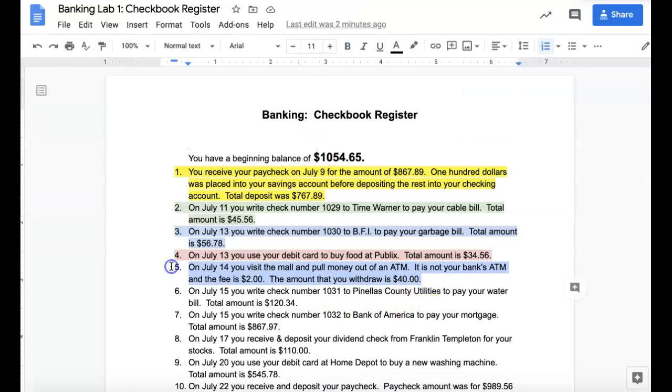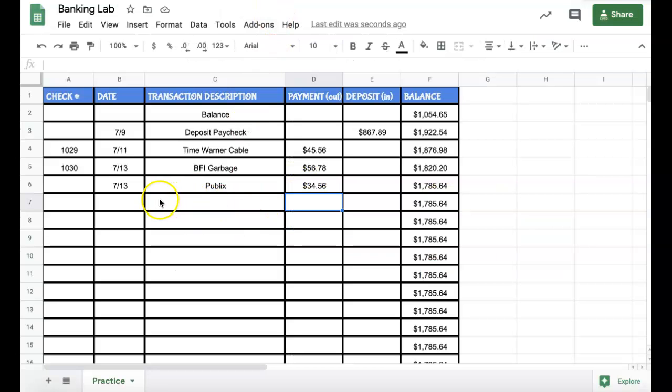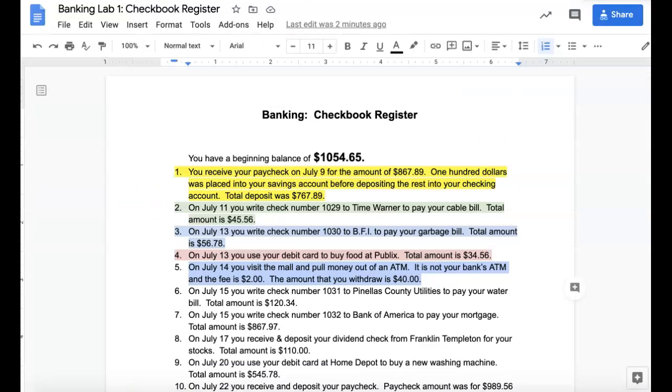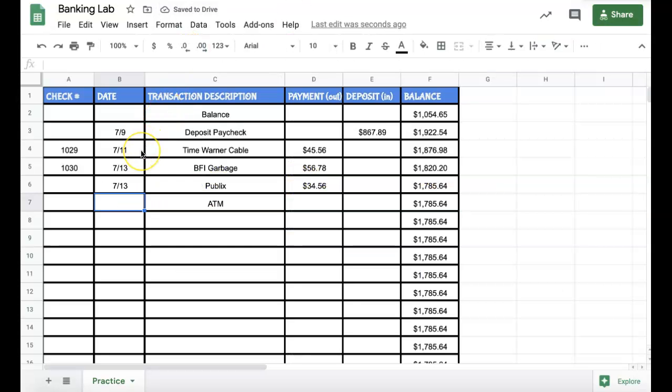Then on the 14th, I go to the mall and take money out of the ATM machine. You know how some ATM machines charge you a fee? So not only did I take out $40, but I took out $2 more as well. So you can treat that as one withdrawal of $42. So I'm going to say I went to the ATM on July 14th, and it ended up costing me $42. Even though I only took out $40, it charged me $2 extra.